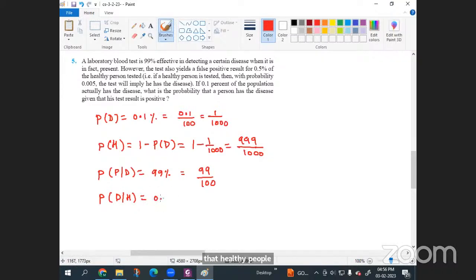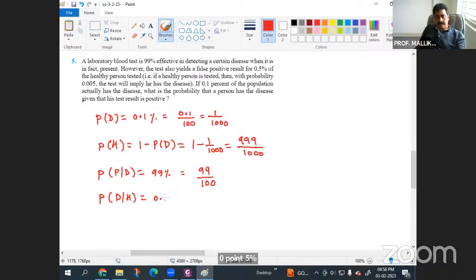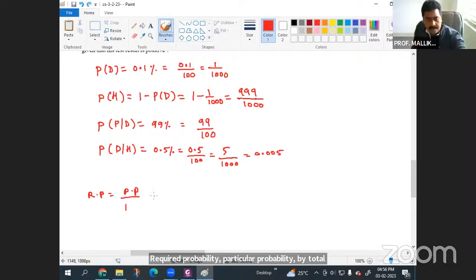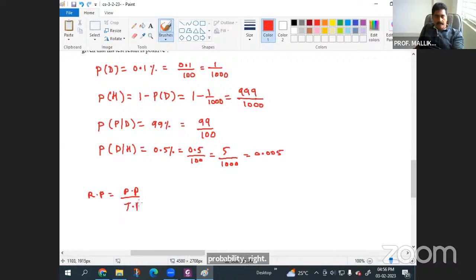0.5%. That equals 0.5 by 100, which equals 5 by 1000. Correct? Right. That is also equal to 0.005. The required probability equals the particular probability by the total probability. Right? Particular probability by total probability.